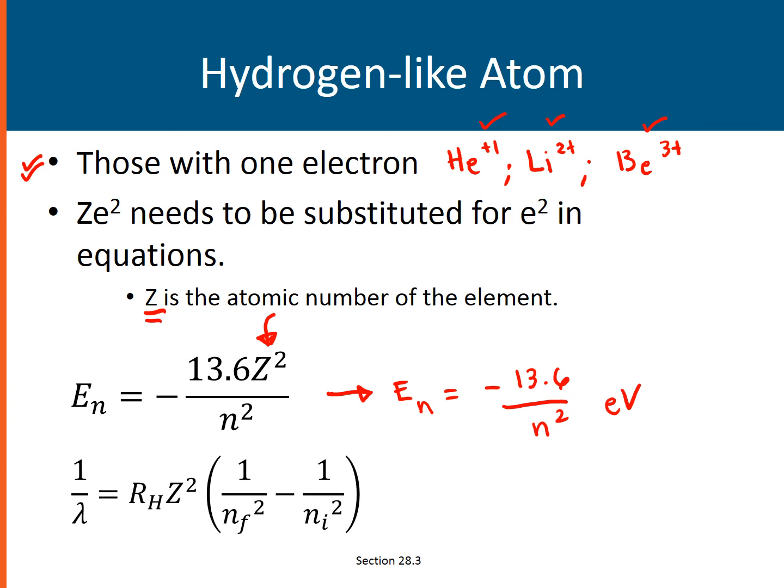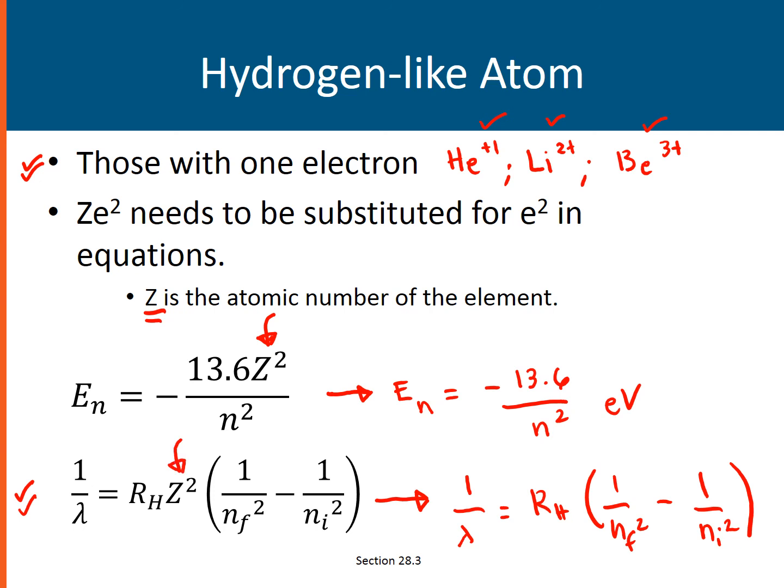Also, the wavelength of the photon that will be emitted by the electrons of hydrogen-like atoms can be solved using this equation, and this is very similar to the wavelength of the photon that is emitted by a hydrogen atom, which is actually this equation. Let me just write it down. Minus 1 over n_i squared. And the only difference, again, is just the presence of the atomic number.